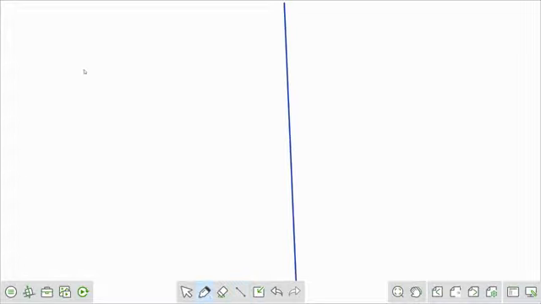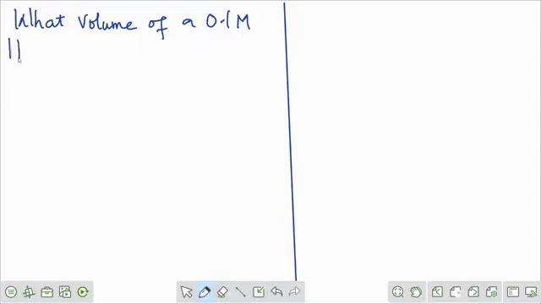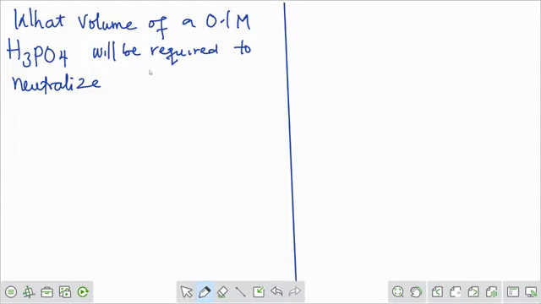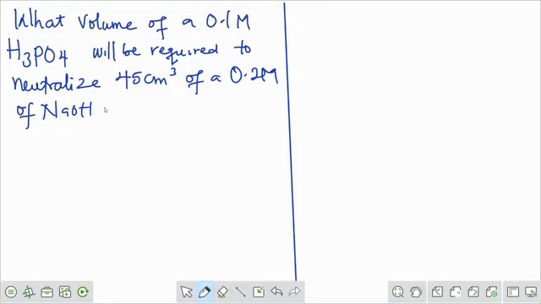So it's also a calculation, but we need to be fast because the system is coming out. They said, what volume of 0.1 mole per dm cube? Don't forget this M, capital M, is mole per dm cube. H3PO4 will be required to neutralize 45 cm cube of NaOH. This question, if you are not very careful, can be somehow tricky. So they now say we should find the volume of 0.1 mole per dm cube of H3PO4.